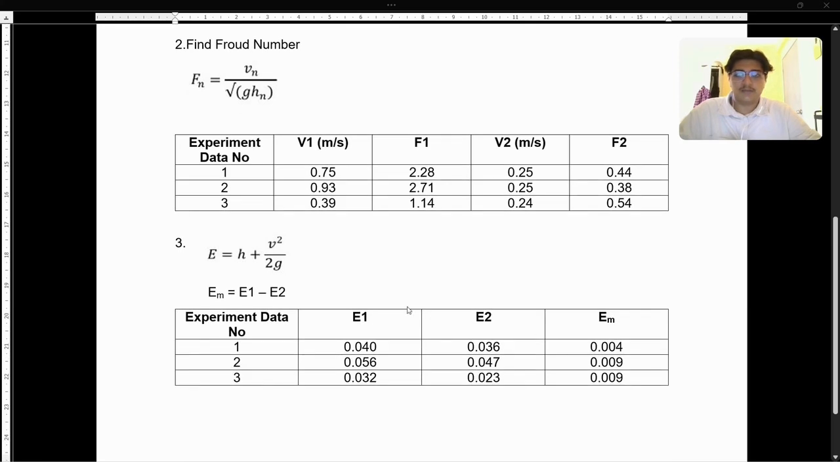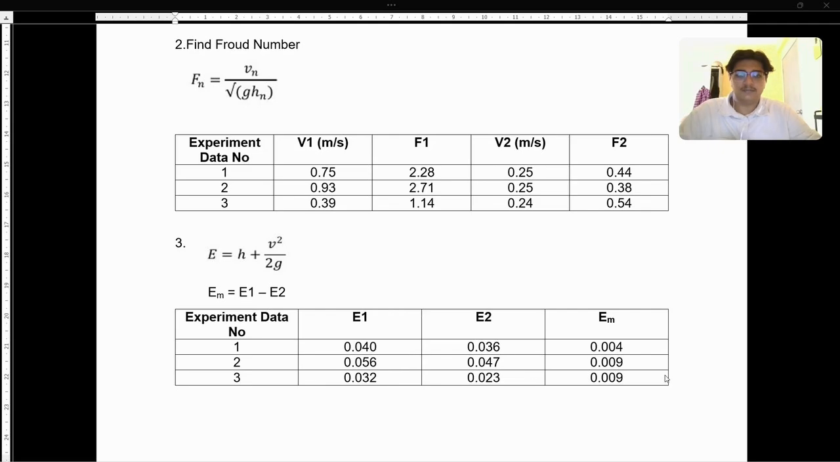Lastly, we must calculate the energy loss. This is the energy loss formula. We must find E1 and E2 first. Using this formula, E equals H plus V squared over 2g, we get E1 and E2. After that, we use this formula for energy loss, E1 minus E2, and this is our result.